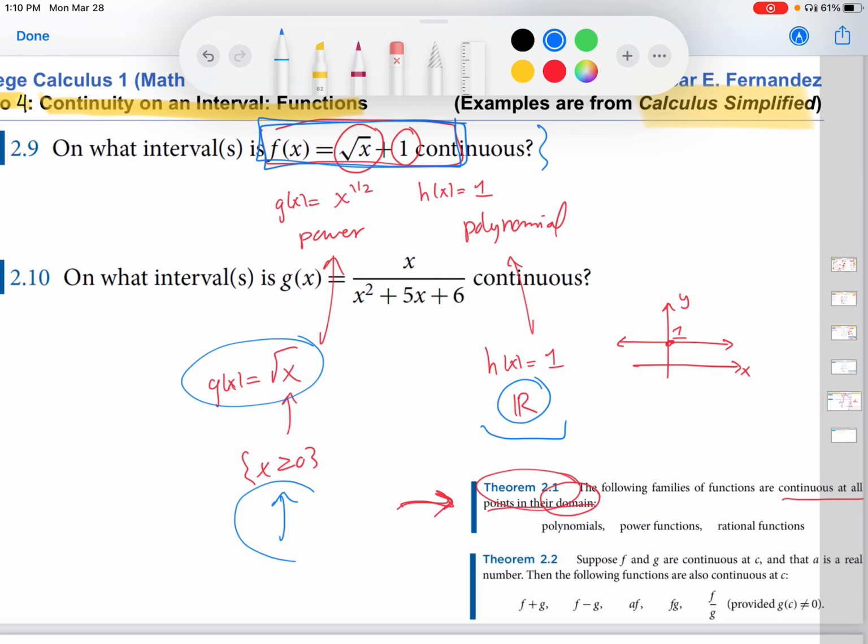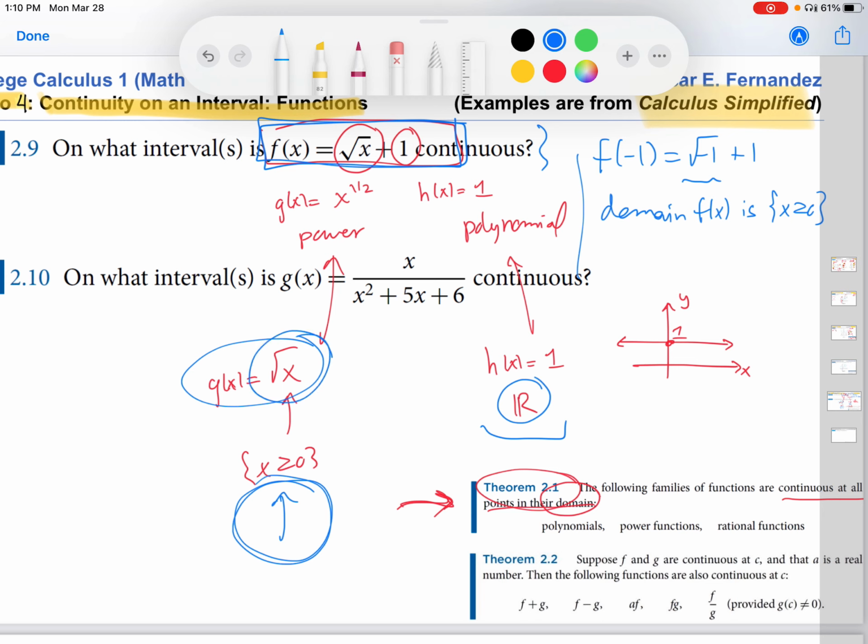I can't even look at negative x values because the function is not defined there, right? For example, if I tried f of -1, it would be square root of -1 plus 1, right? That's not a real number. So first of all, the domain of f of x is x bigger than or equal to 0. That just happens to be exactly the set where square root of x is continuous. We just figured that out.